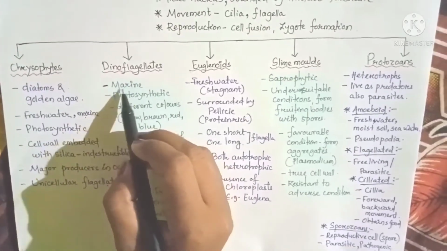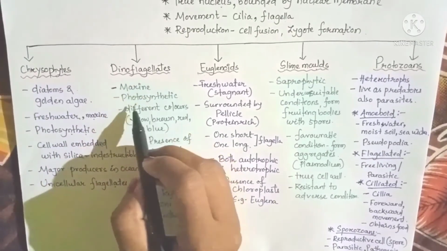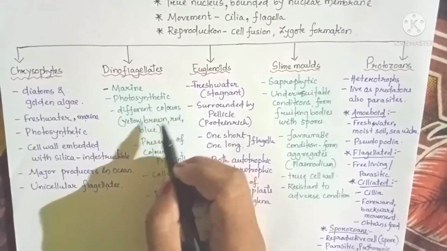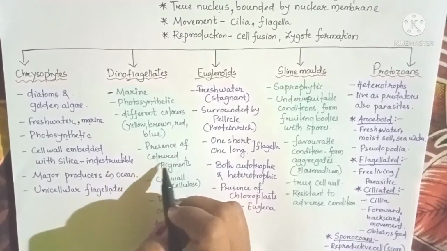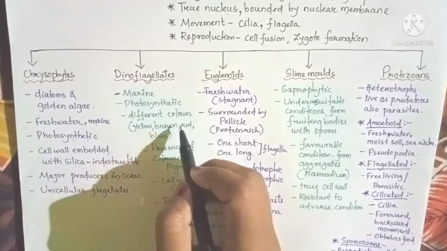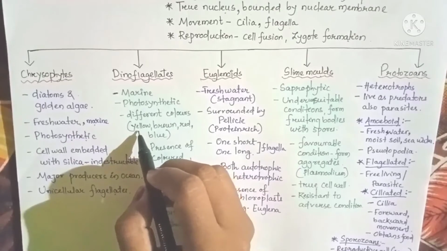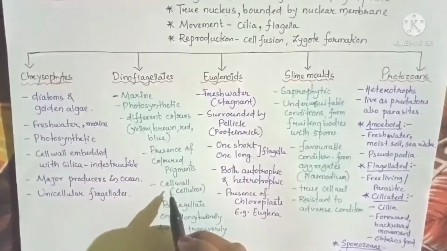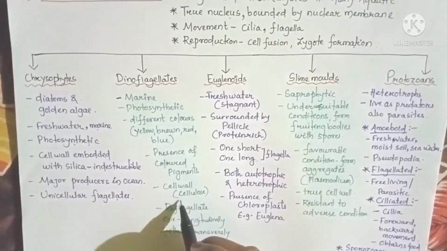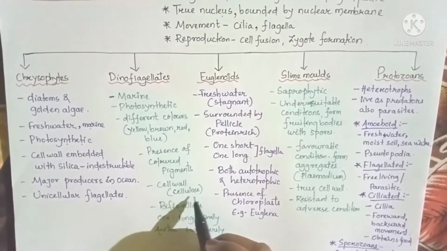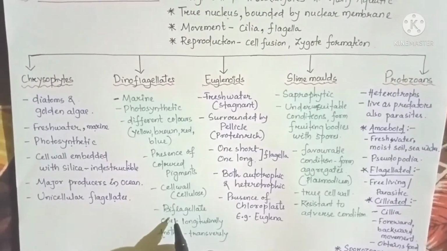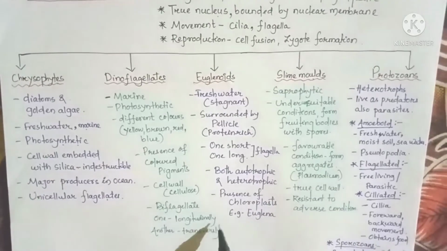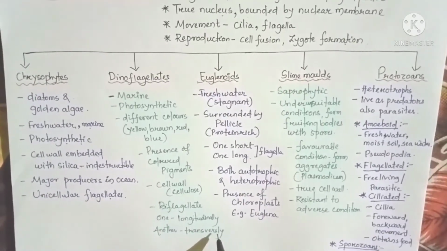Dinoflagellates. They are marine and photosynthetic. They have different colors because of the presence of colored pigments, like yellow, brown, red and blue. They have a cell wall made up of cellulose. They are biflagellate. One flagellum is longitudinally placed and another is transversely placed.